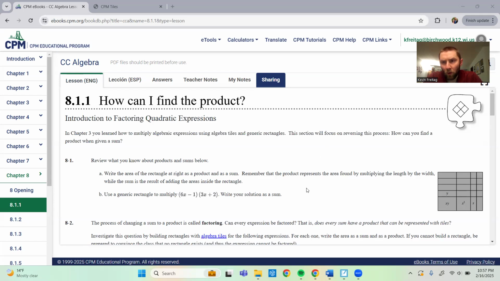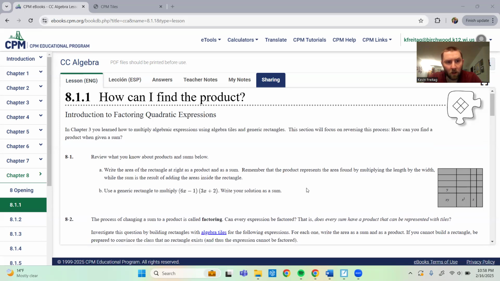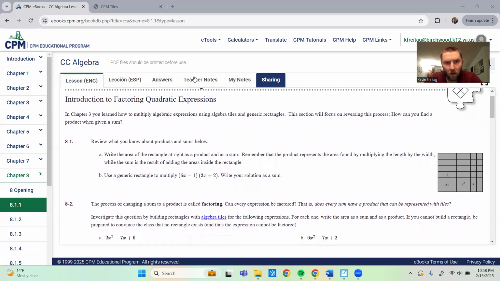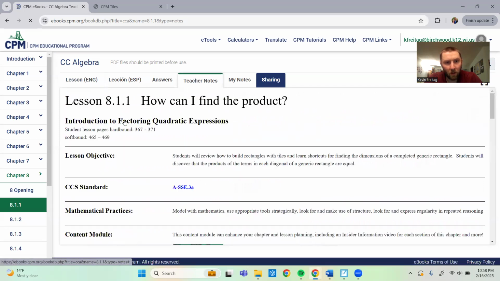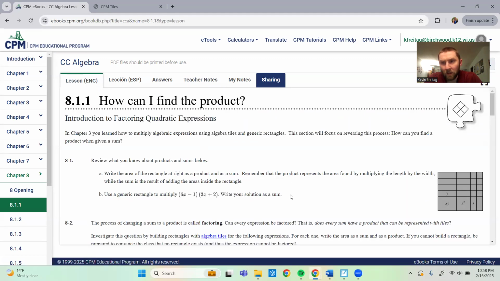I want to go through a couple of questions with you guys to remind you of what the beginning of Chapter 8 is going to be based on. It's going to be based on something that we did back in Chapter 3 using generic rectangles to factor expressions. So problems 1 and 2 here in section 8.1.1, which you should be able to find on page 367 of your textbook. Try to get us back into that a little bit.